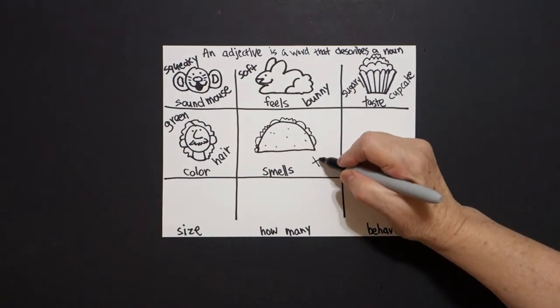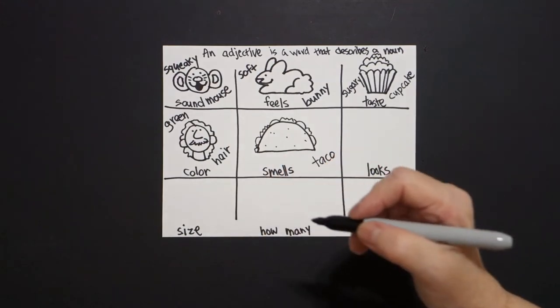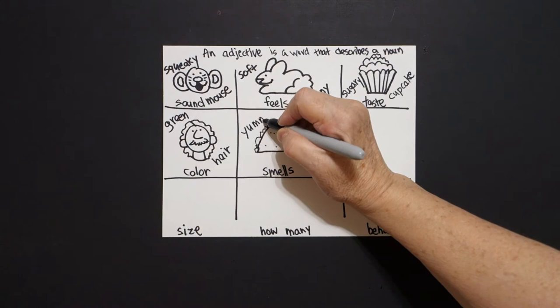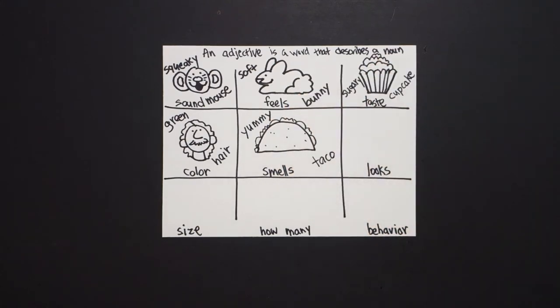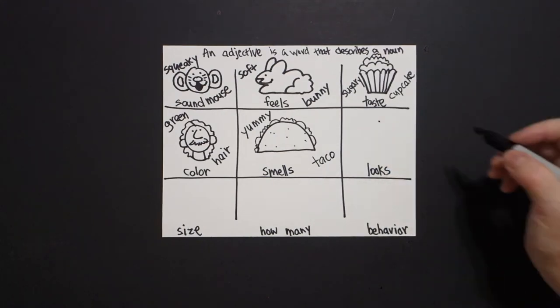My noun is taco. How does my taco smell? It smells yummy. A yummy taco. Yum. Smells. Okay. Next, come over here and put a dot.